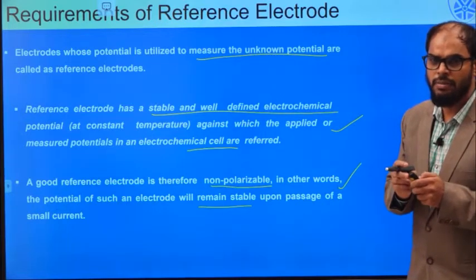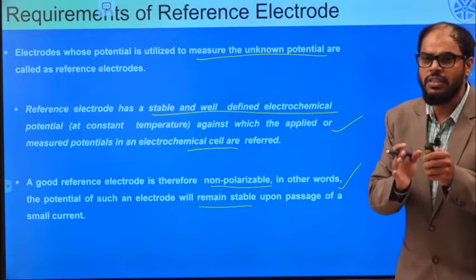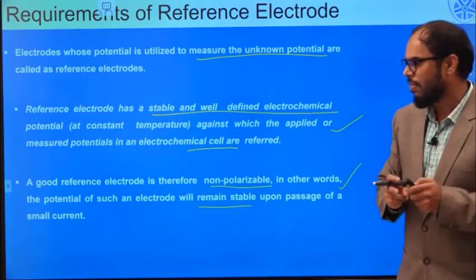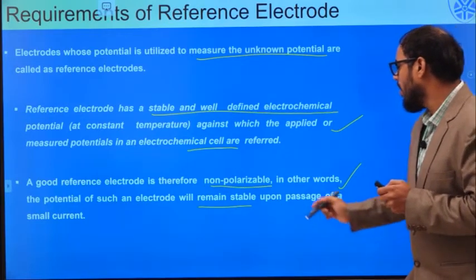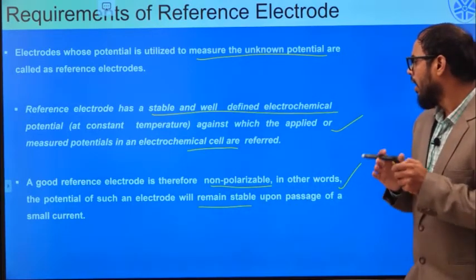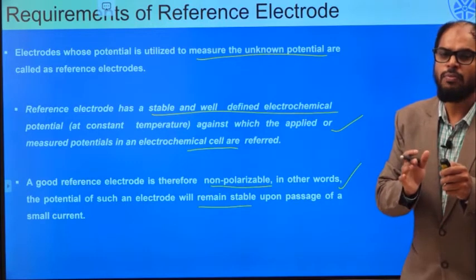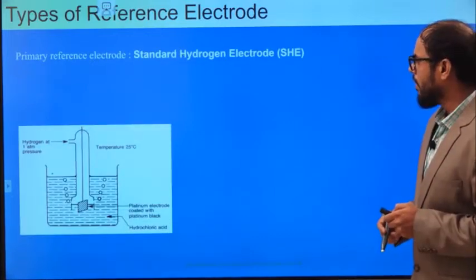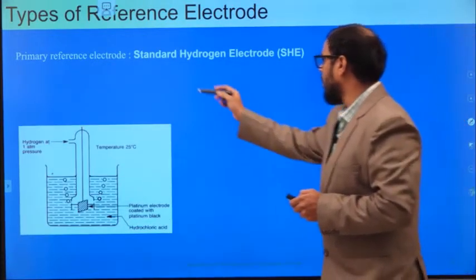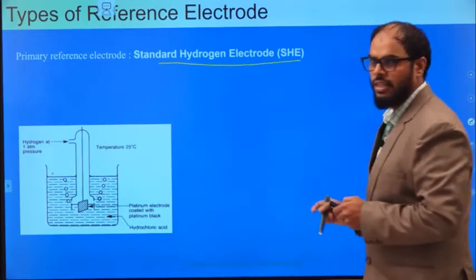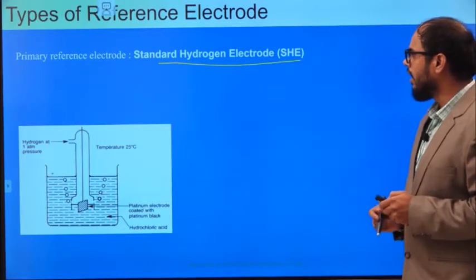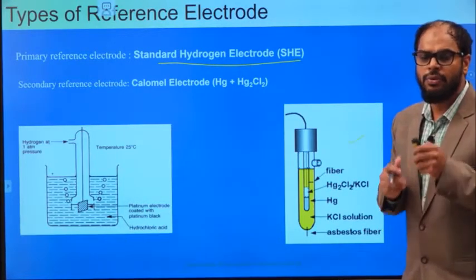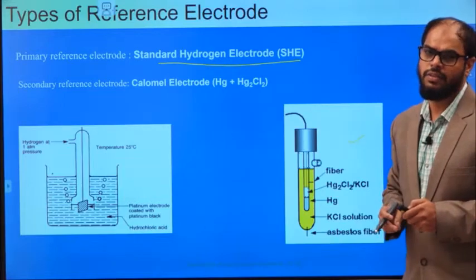So, what are the basic requirements? It should have a fixed potential value which will not change with time, and even with the passage of a small amount of current, the electrode should be non-polarizable. We have two categories of reference electrode. The primary reference electrode, that is the SHE electrode, which we are going to take up in this video lecture, and the second reference electrode is called the calomel electrode. This calomel electrode we are going to take up in the next session.